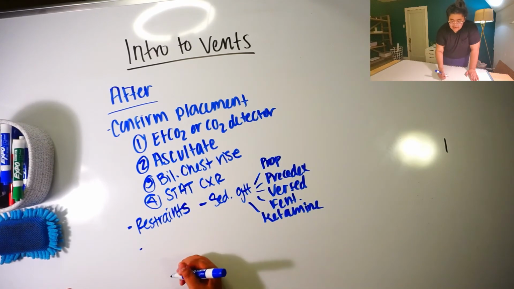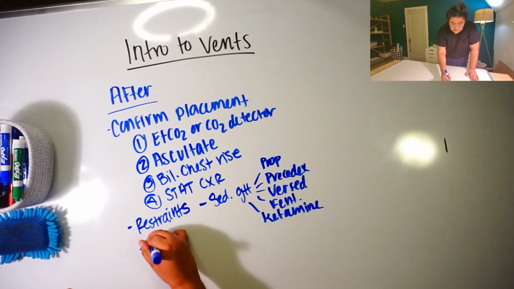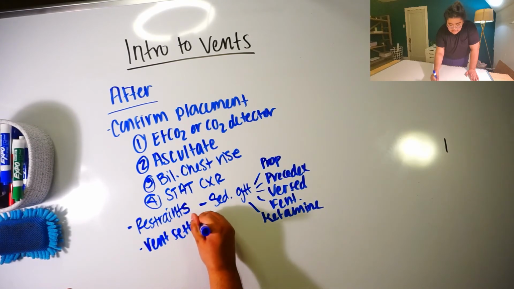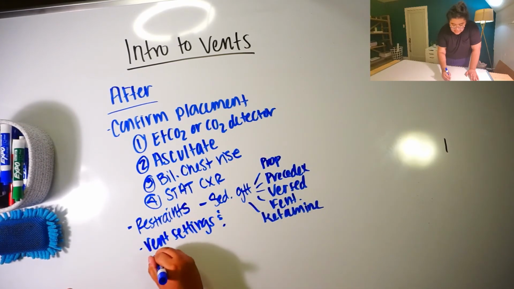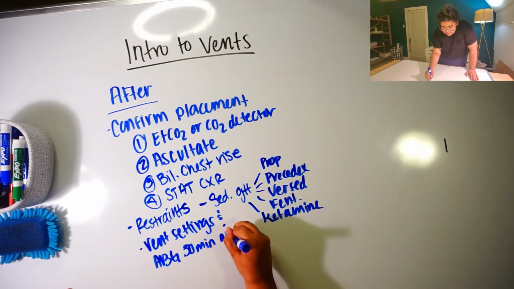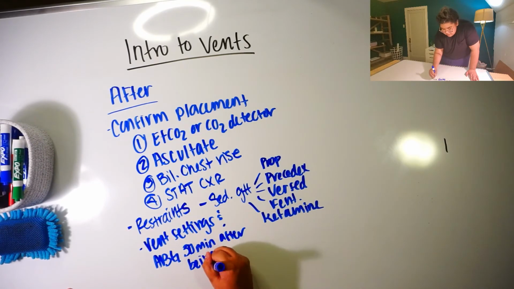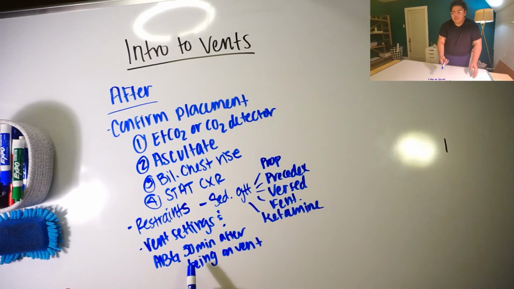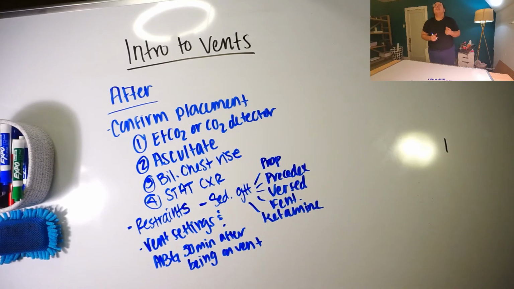Okay, the last thing that we absolutely need are vent settings and an ABG. The ABG is going to be done 30 minutes after being on vent. It's going to take at least 30 minutes for that patient to acclimate to the settings that you are giving them, okay? So what we're going to do is make sure that after they've been on the vent 30 minutes, they get an ABG. At my facility, the RTs get the ABGs. At your facility, the RNs may do it. Whoever gets the ABG, and we adjust our vent settings, okay?